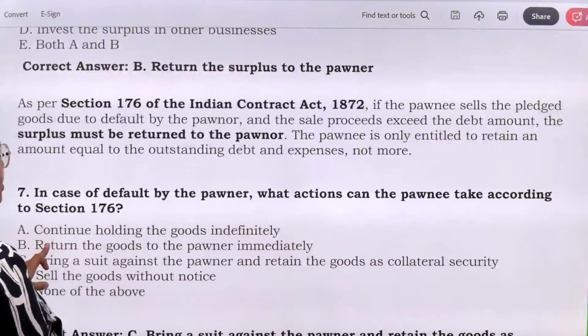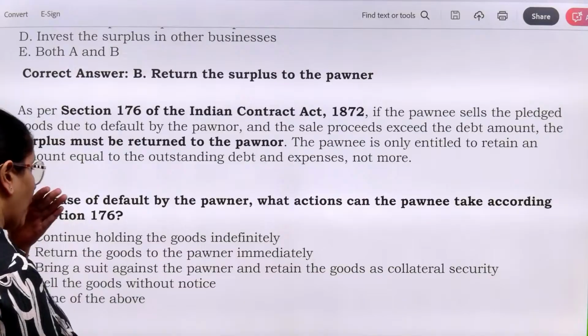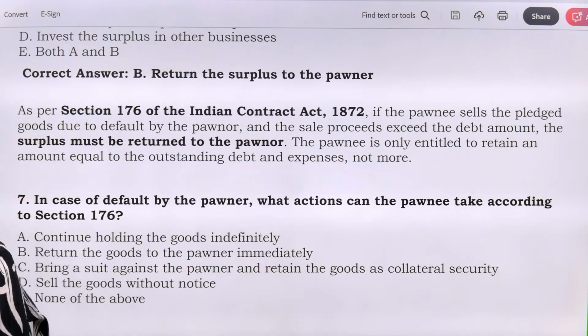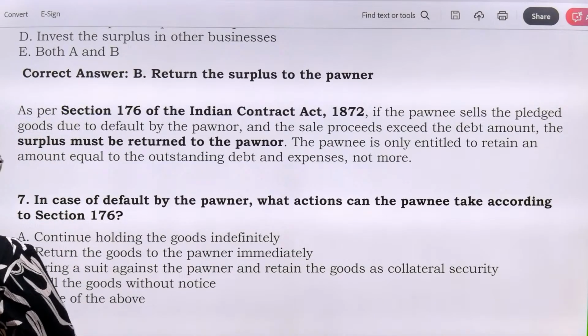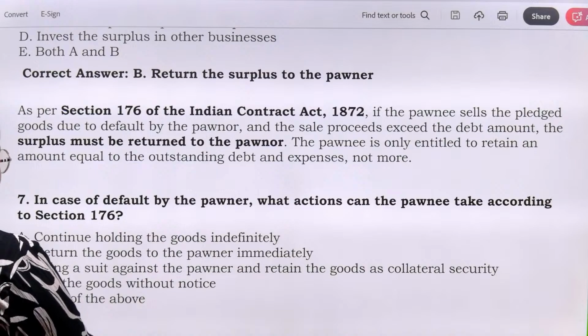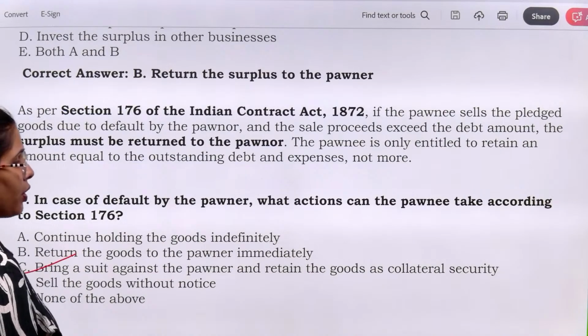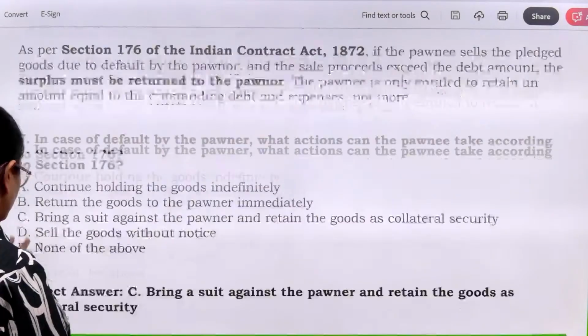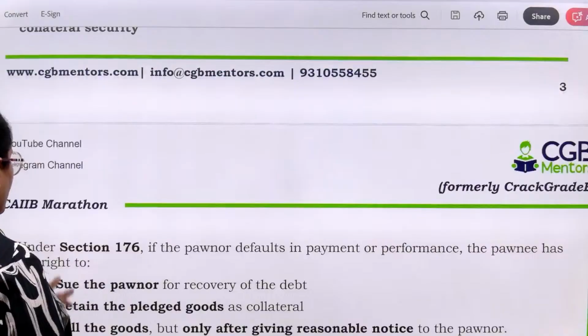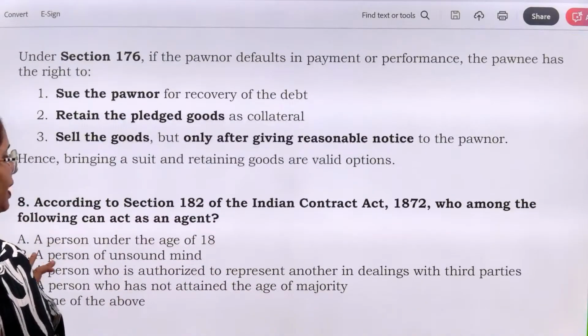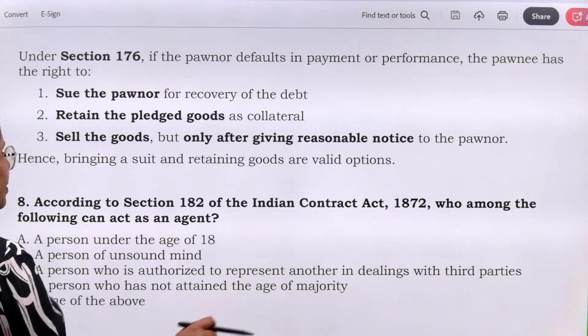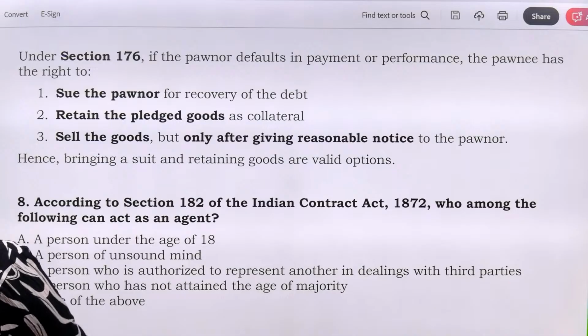Next, we have, in case of default by the pawner, what actions can the pawnee take as per section 176? So, the pawnee can bring a suit or the case against the pawner and retain the goods as collateral security. This can be done. Now, as per section 182 of the Indian Contract Act, who among the following can act as agent? कौन agent बन सकता है?